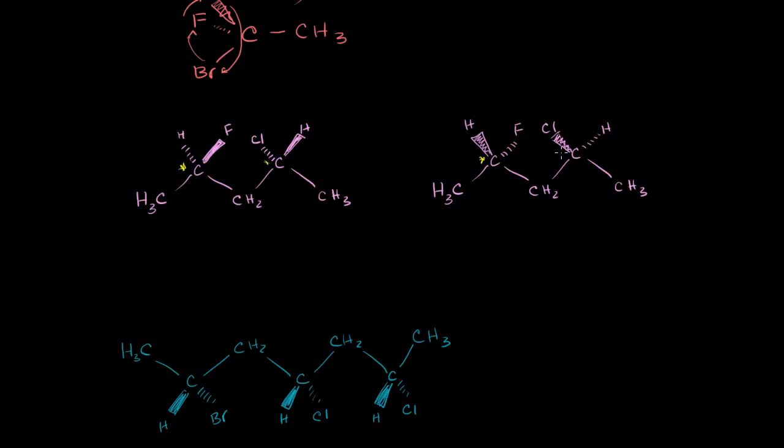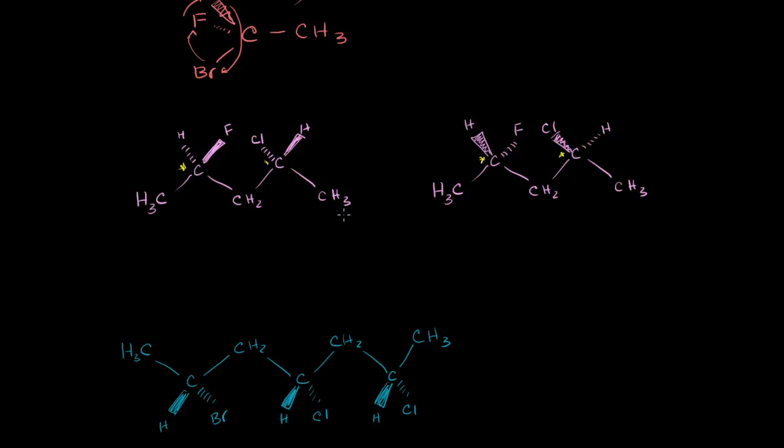So each of these molecules has 2 chiral carbons. And it looks like they're made up of the same things. Not only are they made up of the same things, but the bonds are made in the same way. So this carbon is bonded to a hydrogen and a fluorine, and then 2 other carbons. Same thing here: a hydrogen and a fluorine. This carbon is bonded to a hydrogen and a chlorine. So it's made up of the same constituents, and they're bonded in the same way.